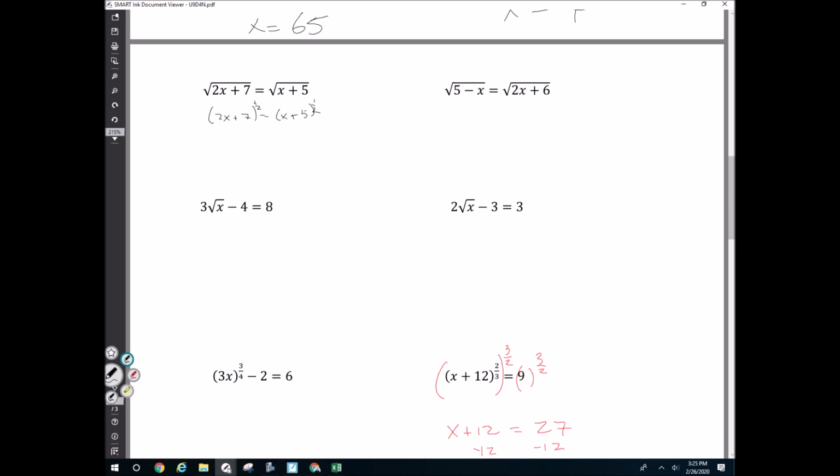Oh, good idea. But I can actually do something really quickly, really easily, that'll simplify. Miss Bagley? Both sides to the power of 2. It's a great idea. Great guess. I love all of our guesses. We are all trying. Because when I take both sides to the power of 2, the square roots just go away. 2x plus 7 equals x plus 5.